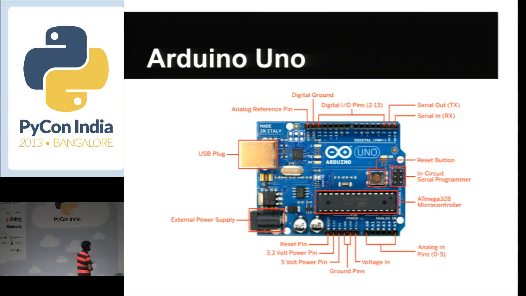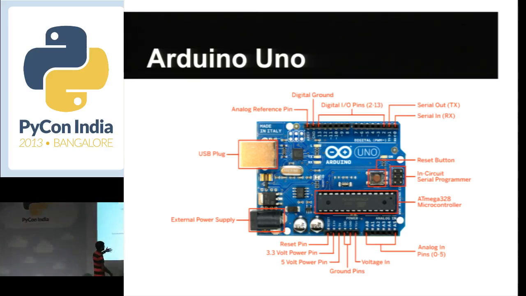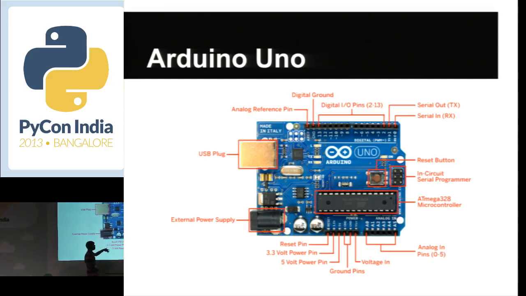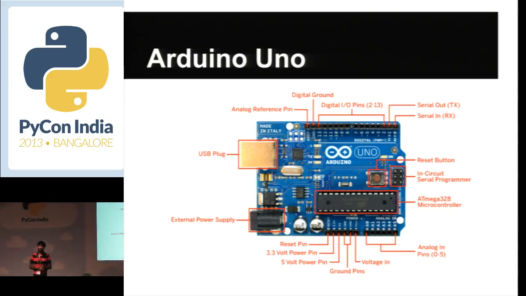Then we have an external power supply over here. You can connect anything between 7 to about 15 volts onto this, and you have the reset pin, which is basically similar to the reset button. Then you have a 3.3 volt power pin and a 5 volt power pin, and of course you have ground pins and the voltage input pin. The voltage input pin basically gives out the same voltage as is coming in from the external power supply.